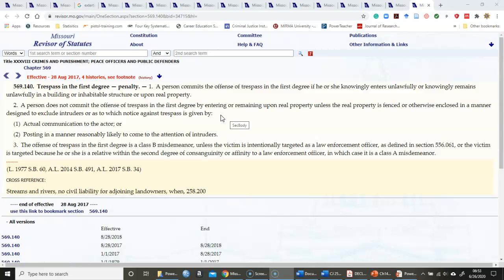This will happen with businesses when somebody gets caught shoplifting. They'll give them a trespass notice and say, you're not to be in our business anymore. If they do come back on the property, they've been warned, and you can go ahead and charge that as trespass in the first degree. It's going to be a B misdemeanor, so it's not exactly a high crime, but it's definitely one that somebody could get themselves arrested for.